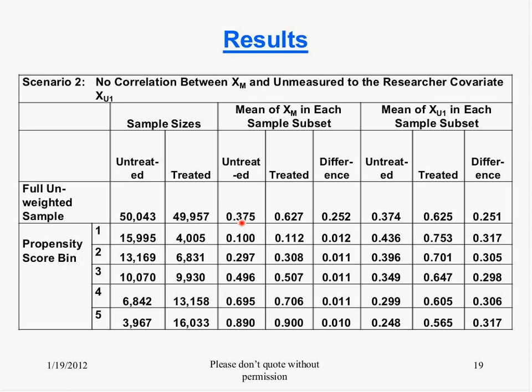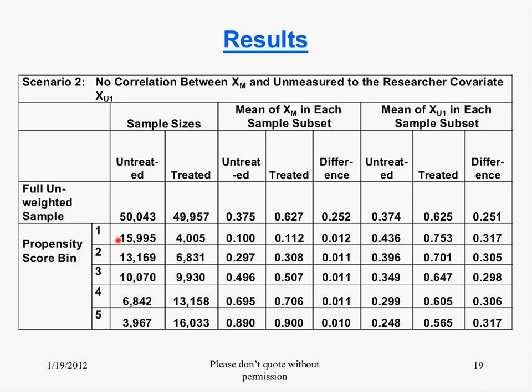So when we look at the average of XM for the untreated patients, it's 0.375, and for the treated patients, it's 0.627, with a difference of 0.525. Likewise, XU1 was defined basically the same way as XM, except this variable is not going to be available to the researcher for subsequent research. We find untreated and treated patients have the same difference between XU1 and XM.